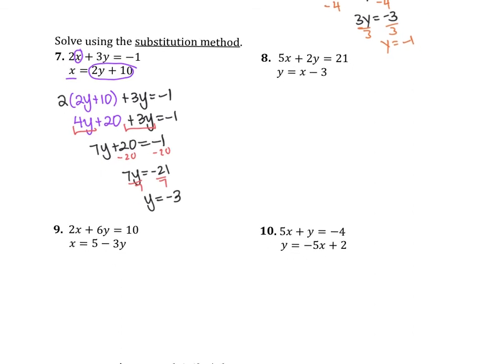Okay, I still need to figure out what x is. We can plug it back into either of these equations. I like to plug it in the x equals equation, but now that you're comfortable using the other one, you may prefer the other one. Okay, so x equals 2 times y. What's y? Y is negative 3. So that's negative 6 plus 10, which is 4. So x is 4, y is negative 3. And that's the substitution method.